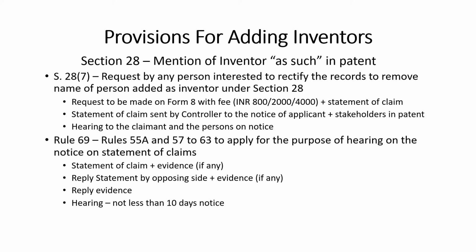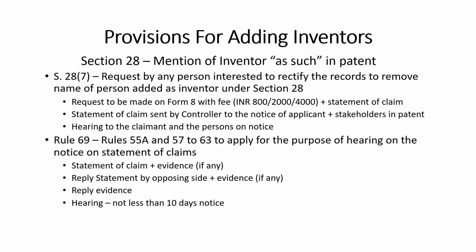So Rule 69 of the patent rules provides the procedure that has to be applied for the purpose of hearing in respect of the notice on statement of claims. So it says that Rule 55A and 57 to 63, which pertain to the notice of opposition or the pre-grant and post-grant oppositions, the same process needs to be followed while deciding any application under section 20A.